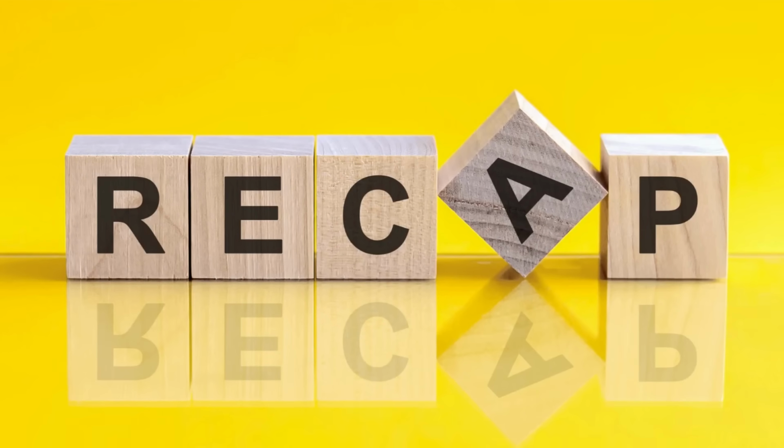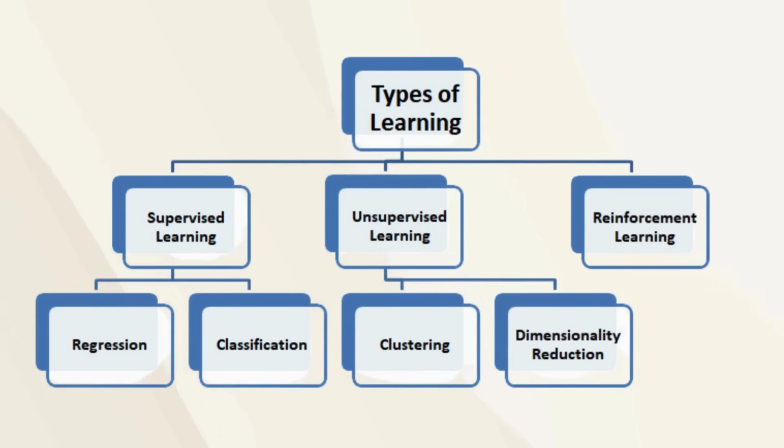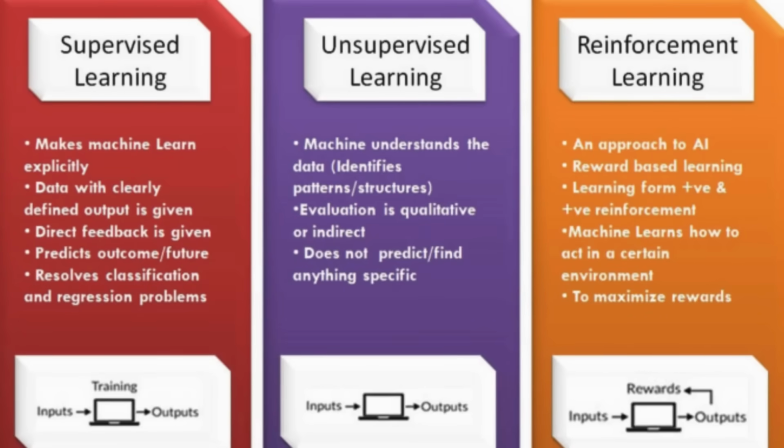Hello everyone. Quick recap on topics covered in the previous session. We discussed machine learning and types of machine learning, that is, supervised, unsupervised, and reinforcement learning. Supervised machine learning relies on labeled input and output training data, whereas the unsupervised learning process uses unlabeled or raw data.